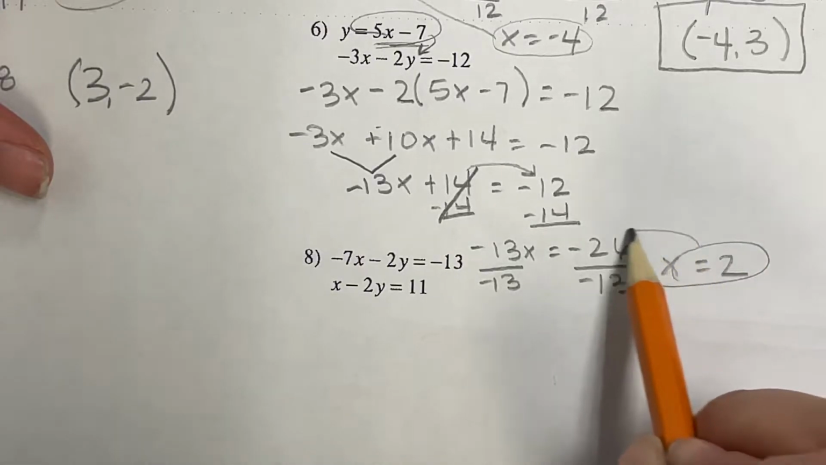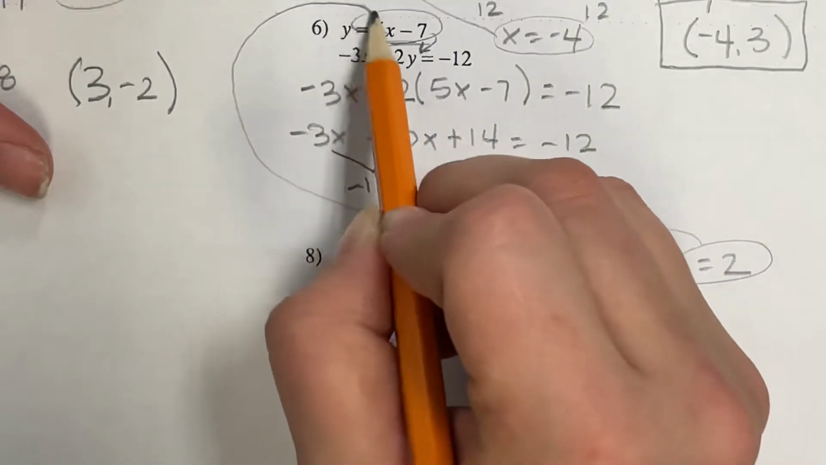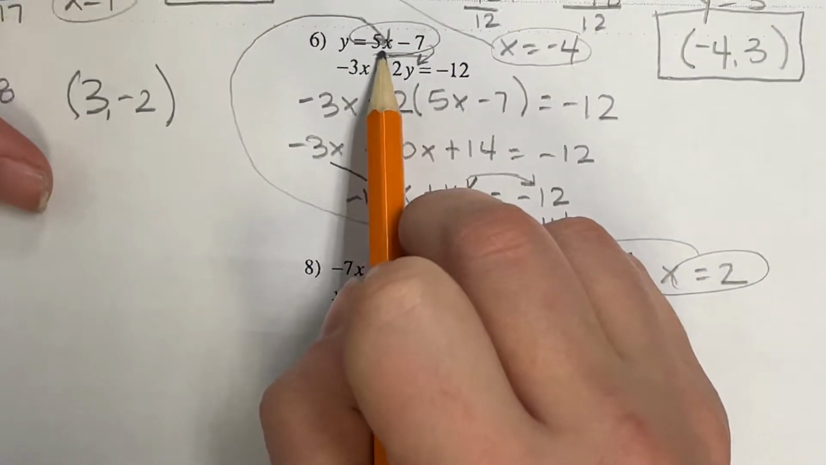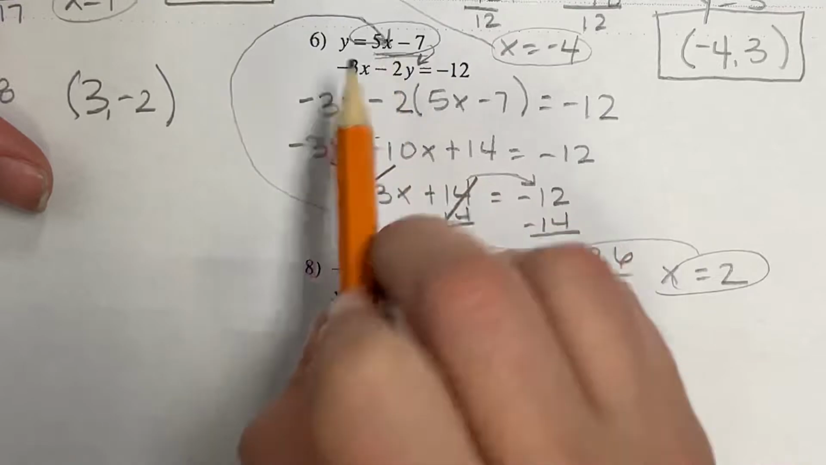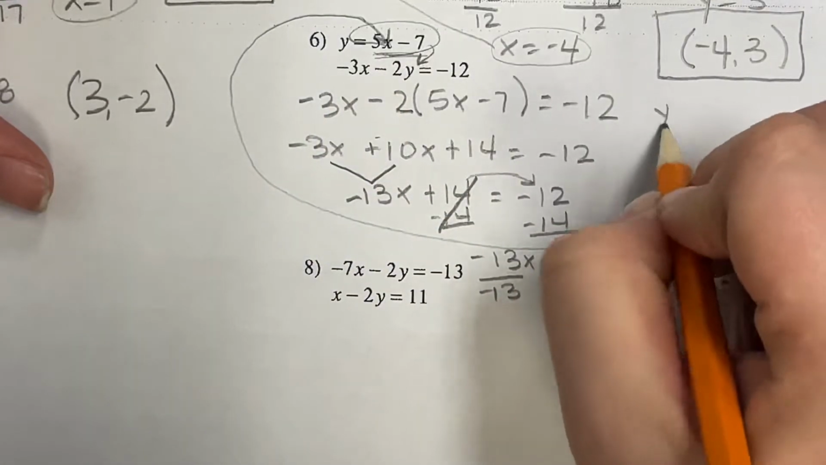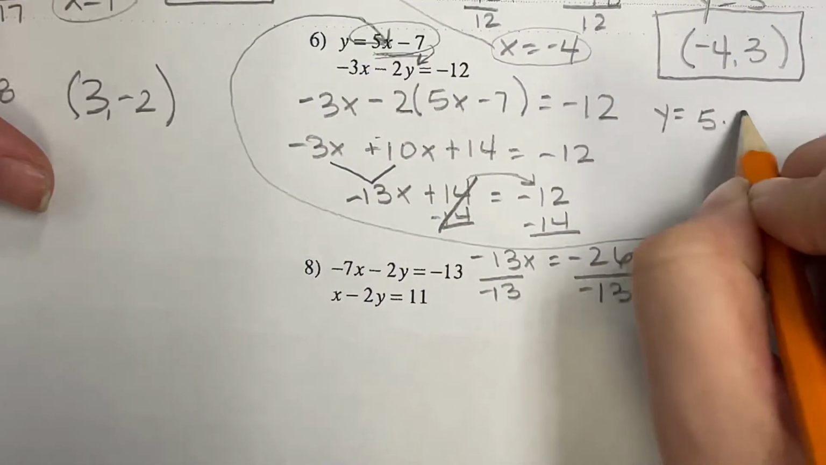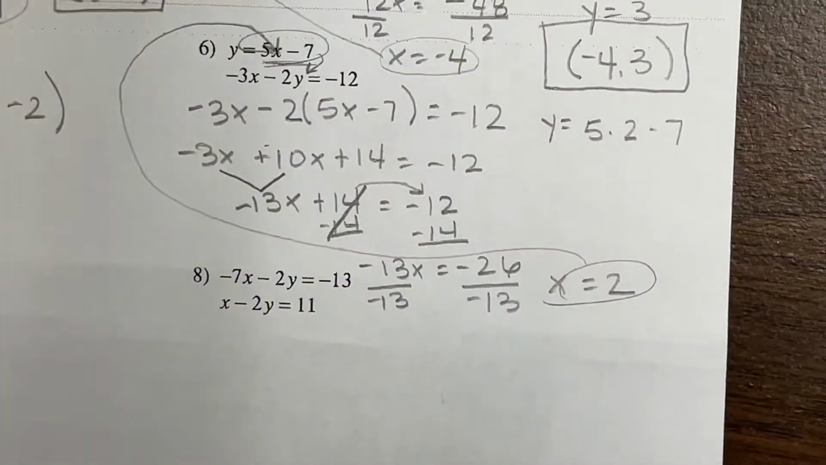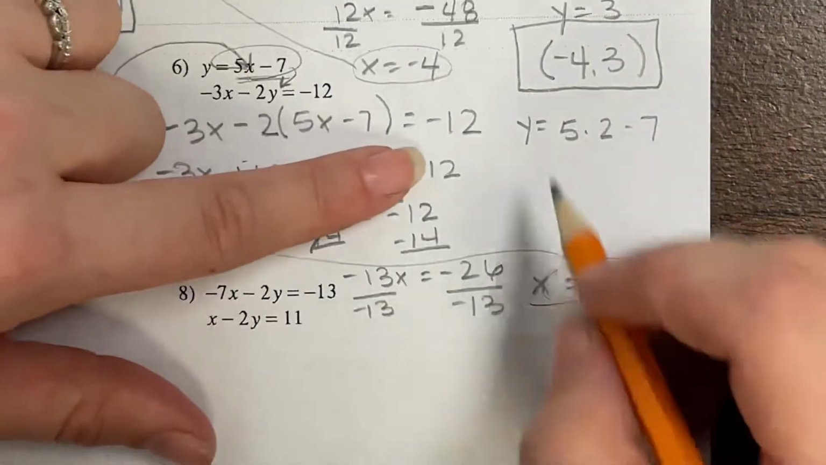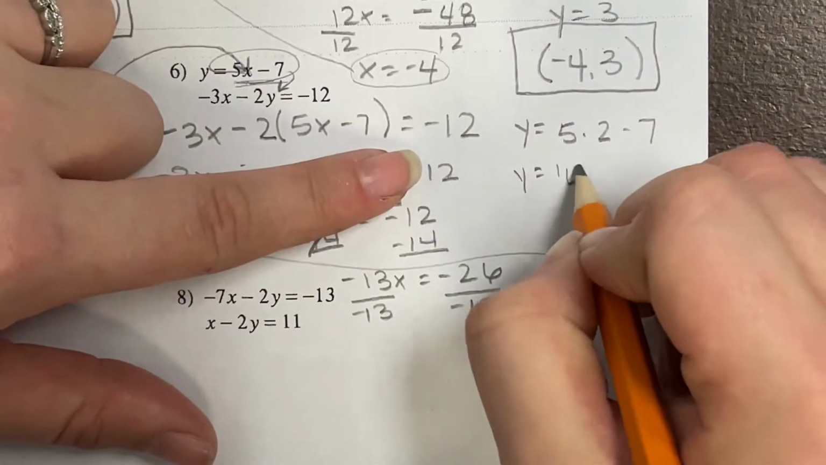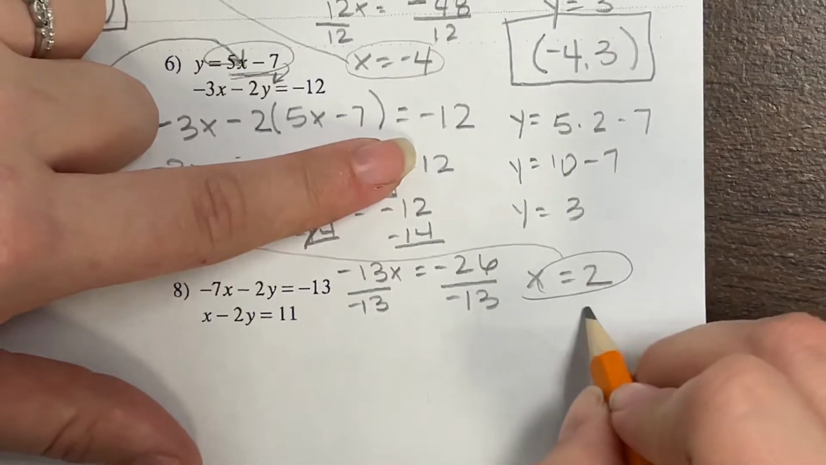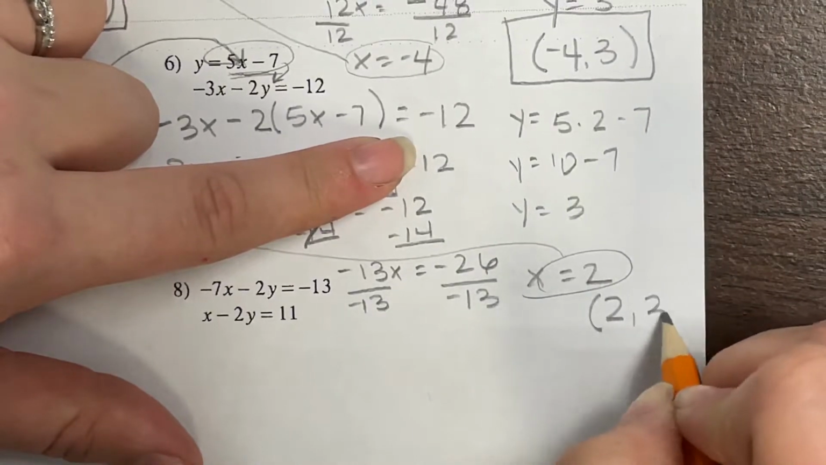Take that x, plug it into the easiest equation you see, solve for y. So I'm plugging it into this top one. So instead of 5x, I'm doing 5 times 2. Okay? 5 times 2 is 10, and 10 minus 7 is 3. So the answer is 2, 3.